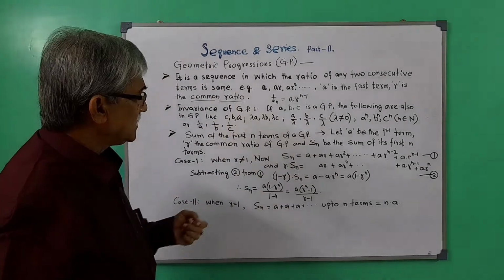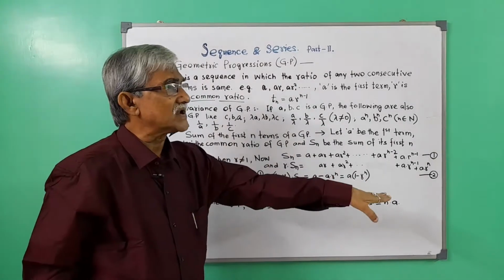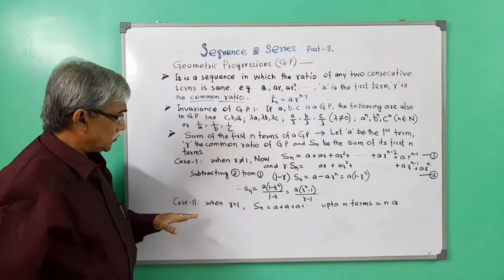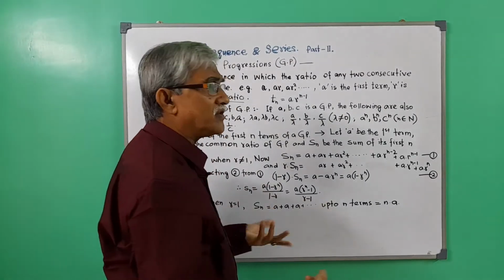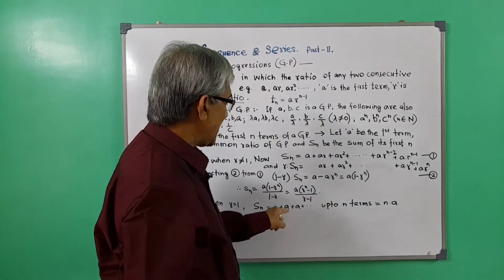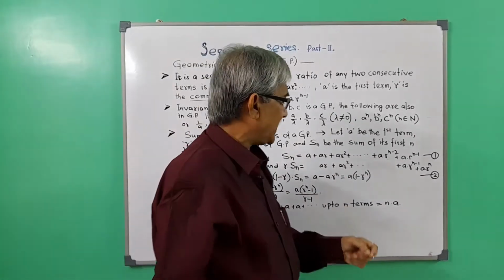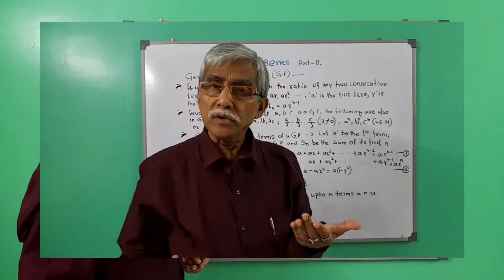Now when r is less than 1, we use this formula. When r is greater than 1, then we use this formula. Now case 2, when r equals 1, then Sn becomes, all will be A, because r is 1. Therefore, A plus A plus A plus, up to n terms. So the same term A has been added n times, and that equals n into A.